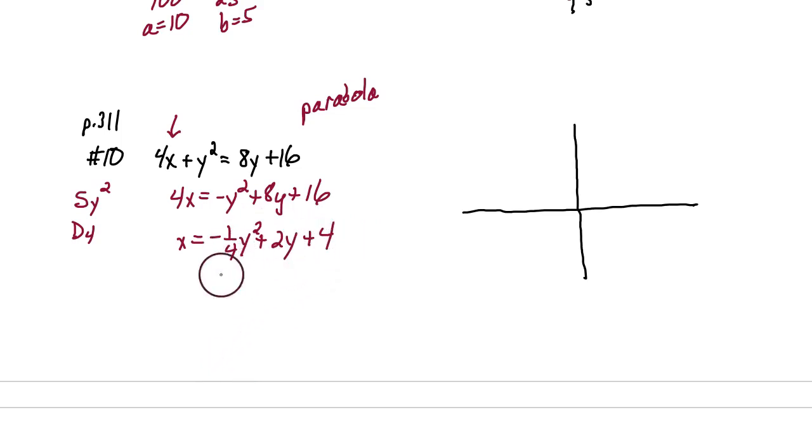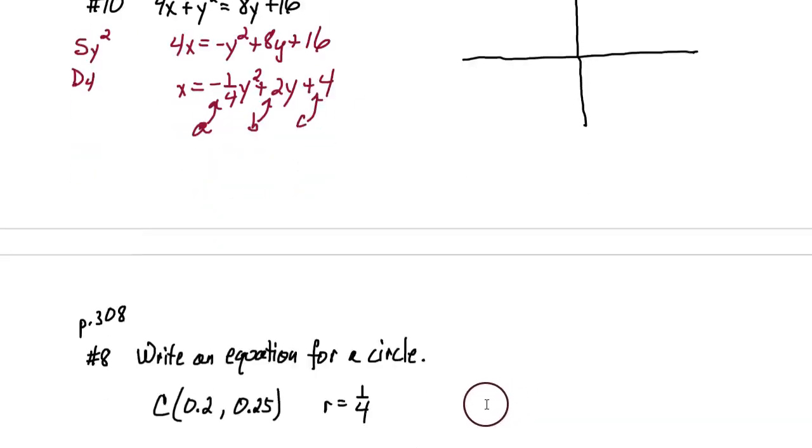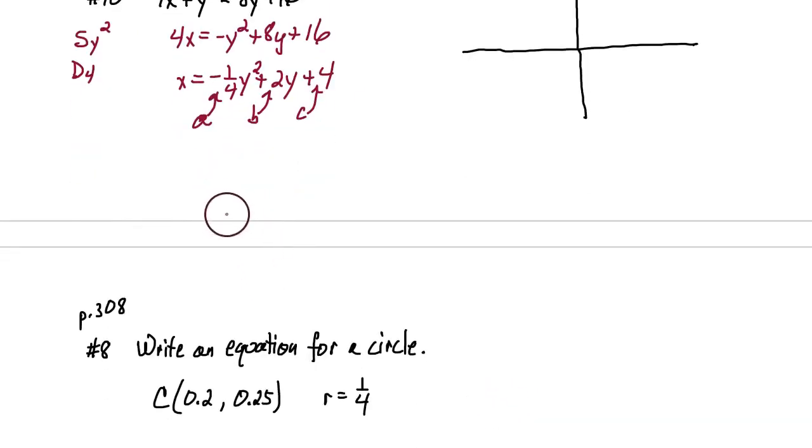This looks like standard form, where A is this number, B is this number, and C is this number. So when we have standard form, there's a formula that gets us the vertex. Y vertex equals negative B over 2A. So negative 2 over 2 times negative 1/4. That's negative 1/2. Negative divided by negative is positive. 2 divided by 1/2 makes 4.